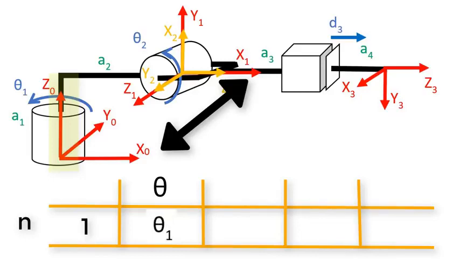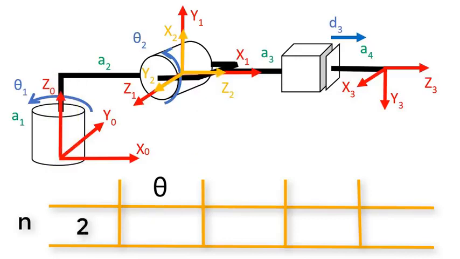Let's do theta for the next row. Here, n equals 2, because this is the second row of the table. So theta is the amount that we have to rotate frame 1 around axis z1 in order to get axis x1 to match axis x2. Here, x1 is pointing to the right, and x2 is pointing up. In order to get x1 to match x2, we will need to rotate frame 1 90 degrees.